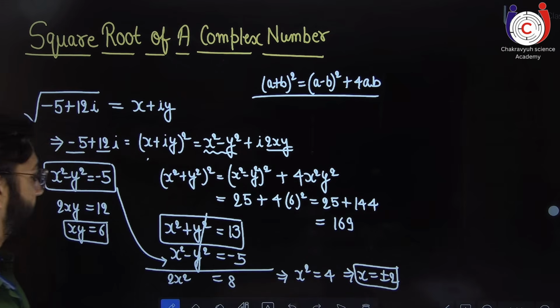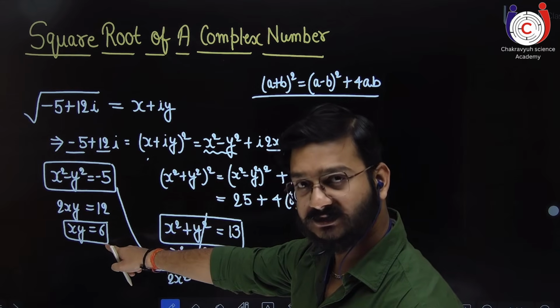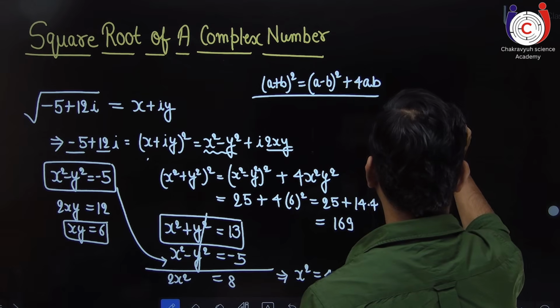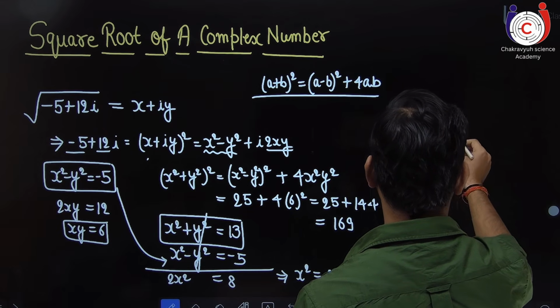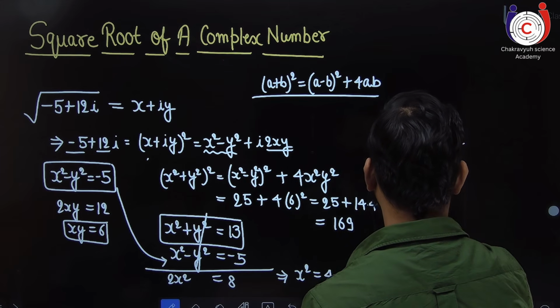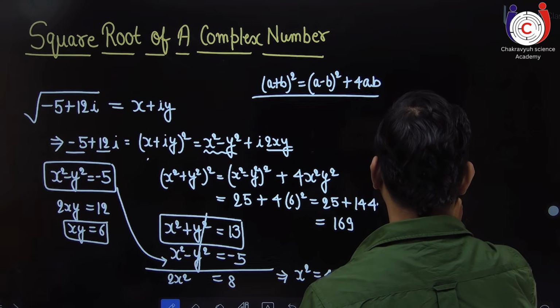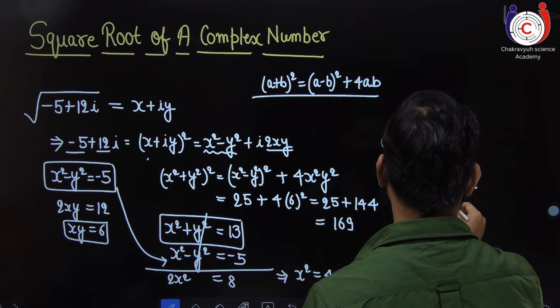x is plus minus 2. Now, x is plus minus 2 and we have xy as 6. So when x is plus 2, what will y be equal to? Plus 3. Similarly, when x is minus 2, y will be minus 3.